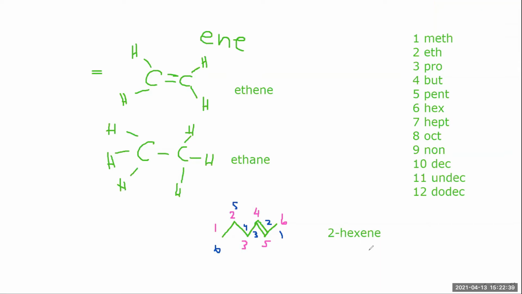Yeah. So as soon as it has that double line, it automatically gives it the ene, right? That is correct, if it's only hydrocarbons. And the hex comes from how many carbons there are. That's right.